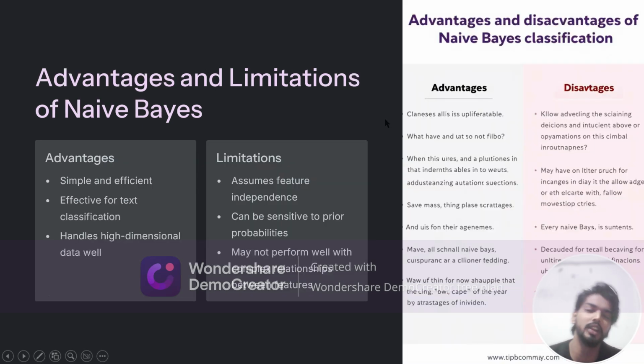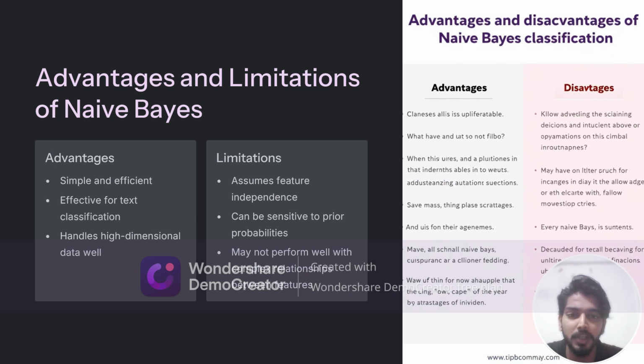Advantages and limitations of naive Bayes. As we all know, there are pros and cons to everything. Advantage: simple and efficient. It is very simple to implement and very efficient in time. Effective for text classification. The main strength of naive Bayes is that it is very effective on text. It also handles high dimensional data very easily.